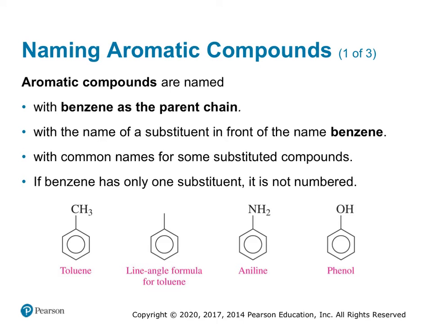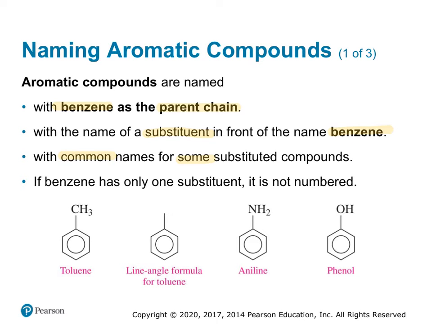When we have aromatic compounds, benzene is always the parent chain. So we have substituent groups in front of the name benzene. Some of the compounds with substituent groups have common names.